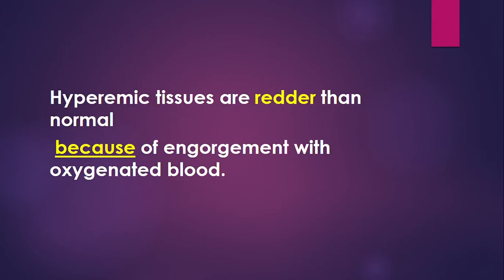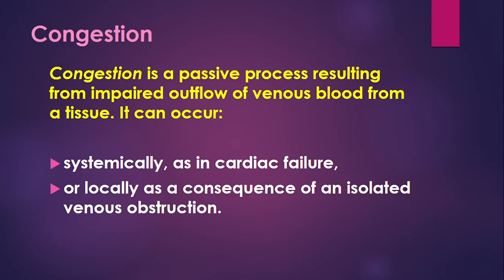Hyperemic tissue is redder than normal. Why redder than normal? Because it is engorged with oxygenated blood, and we know that the color of oxygenated blood is red, so it is redder than normal tissue. While congestion is a passive process. Hyperemia is an active process and congestion is a passive process.